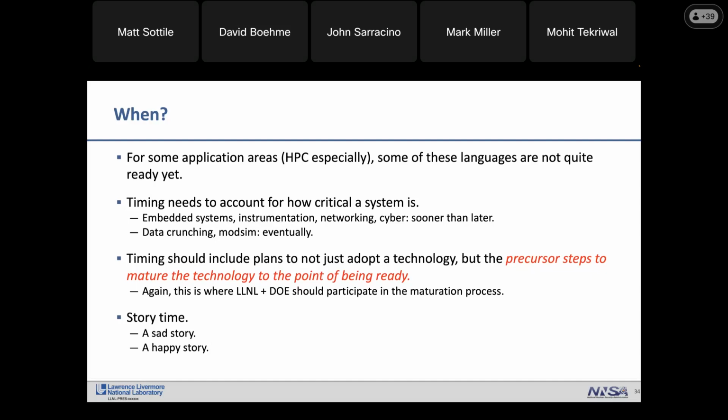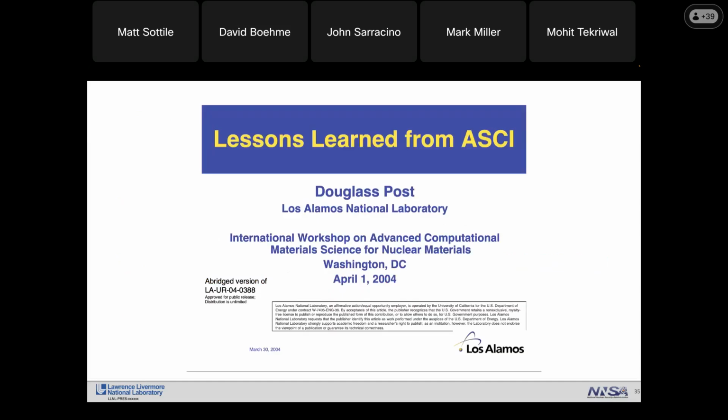And I'm going to tell two stories here that are related to this. And this is kind of near the end of the talk. The first one's a sad story where people failed miserably to do the precursor steps. And the other one's a happy story where everything came out good. So the sad story is, so this is the beginning of my career.